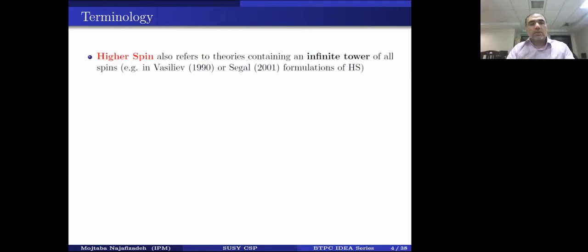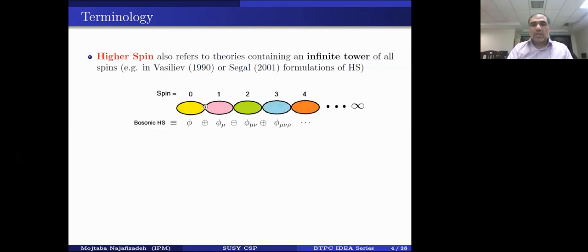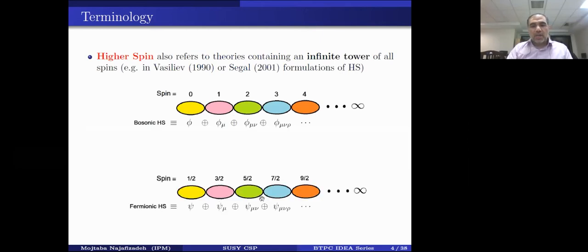In addition, higher spin also refers to theories containing an infinite tower of all spins. For example, in Vasiliev theory or in Segal's formulation for higher spin, we usually use an infinite tower of all spins. So if you consider all spins from 0 to infinity like this tower, your field is a bosonic higher spin. And for fermions, you have such a tower too.